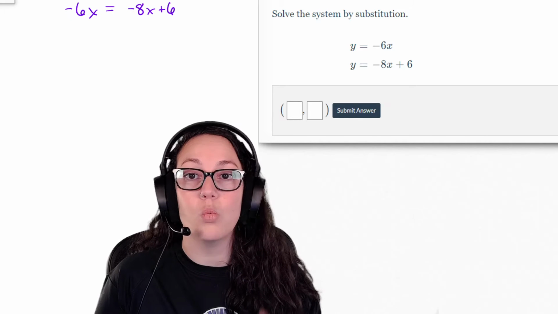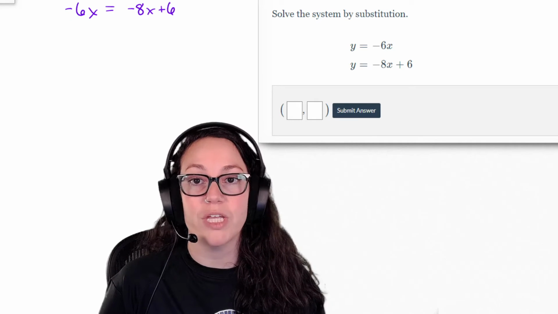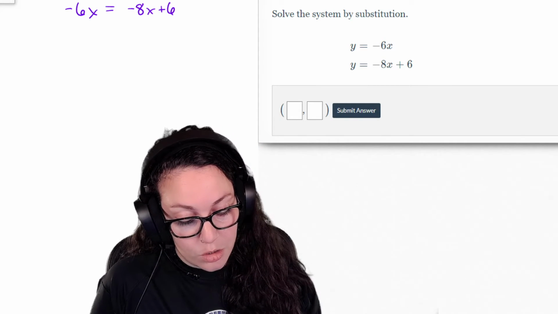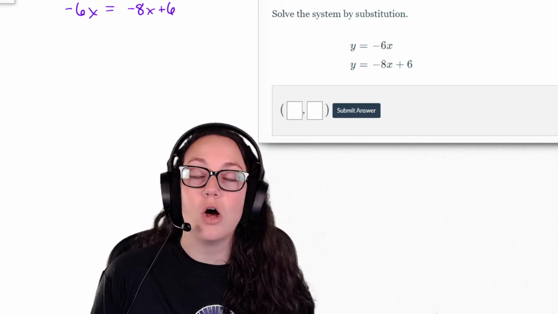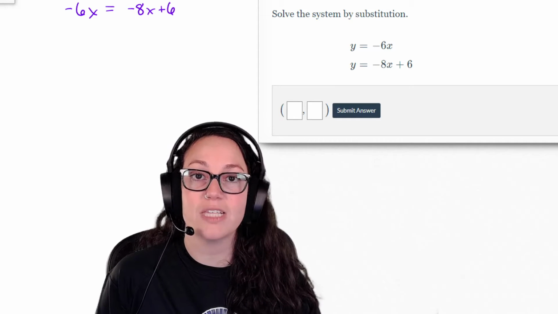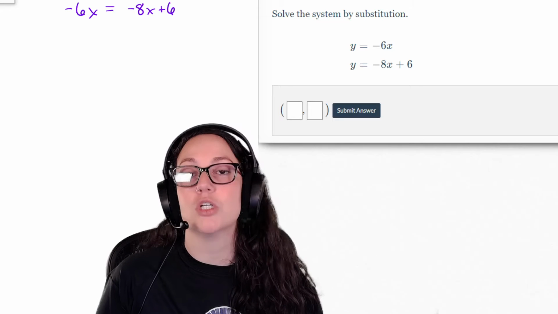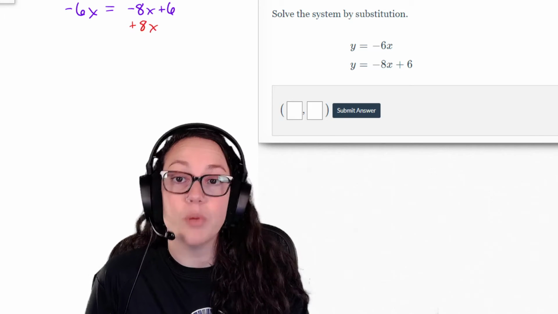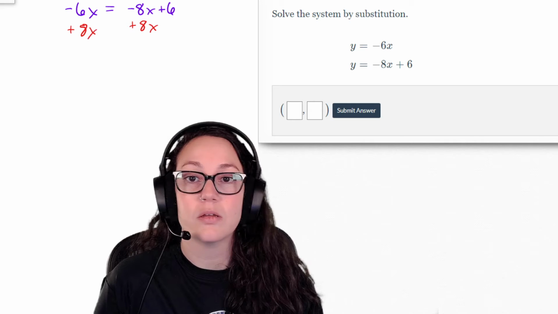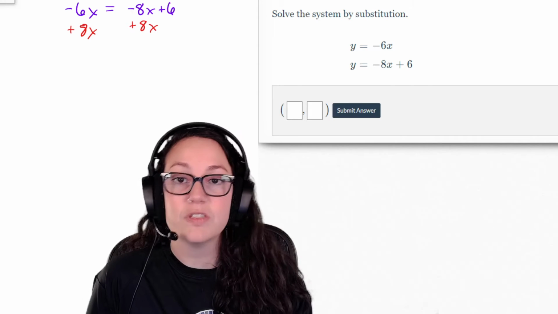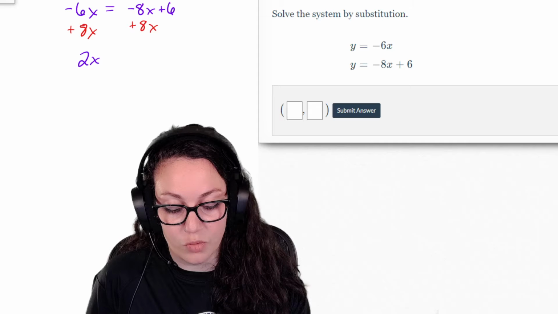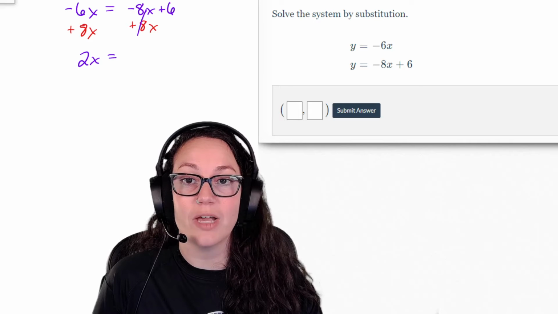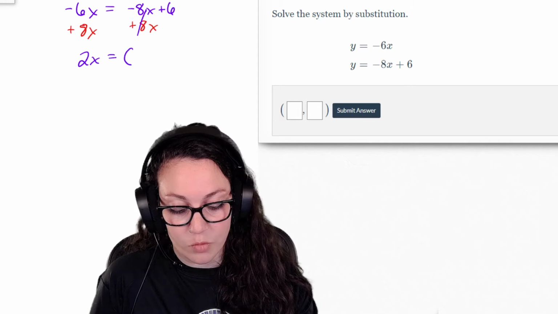Now we have one equation and only one variable in it, so we can actually solve for that variable. To solve for this variable, I want to get all of my terms with x combined and on one side of the equal sign, and all of the rest of the terms on the other side. In this case, I'm going to add 8x to both sides, and I'll get negative 6x plus 8x is positive 2x. This negative 8x plus 8x is going to cancel out. And then I'm just left with 6.